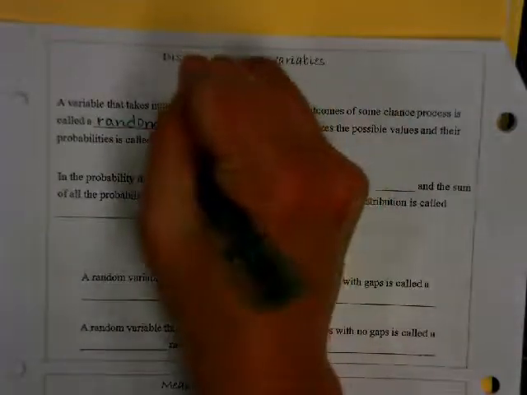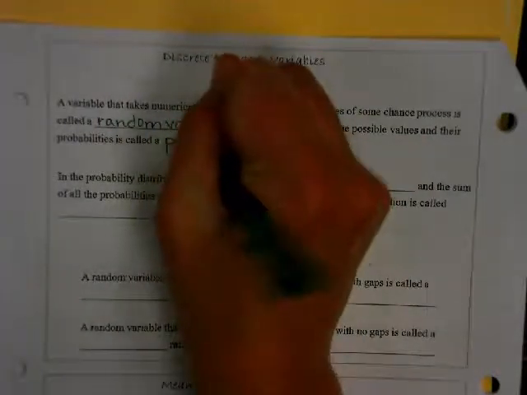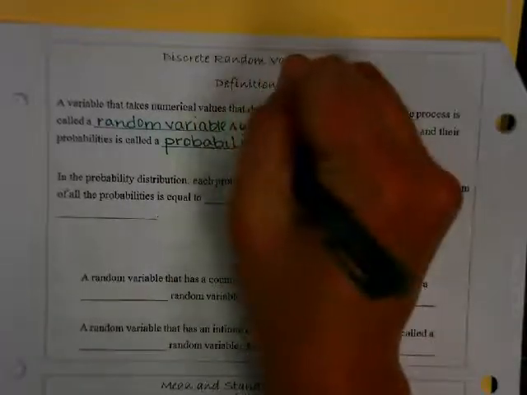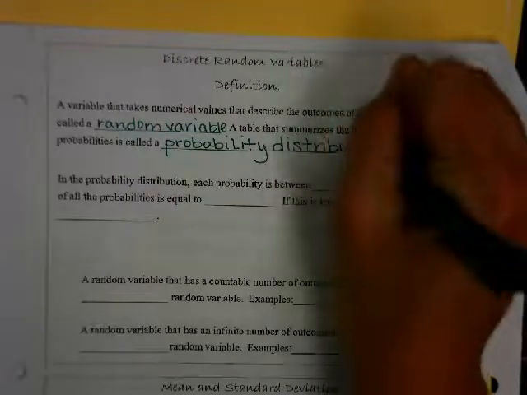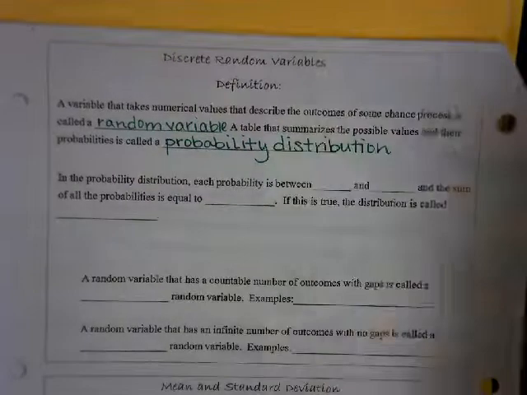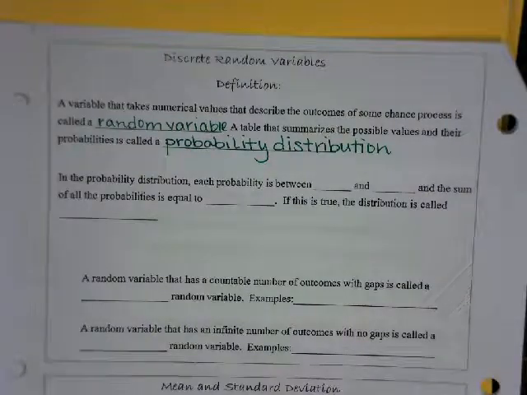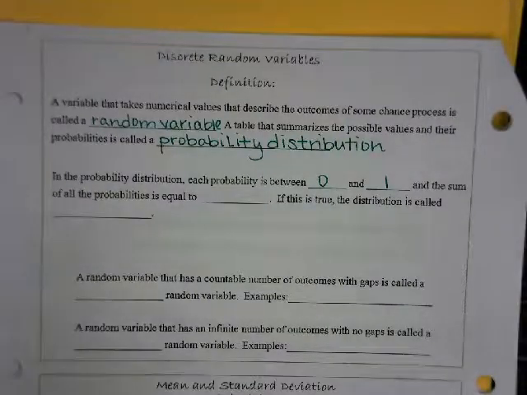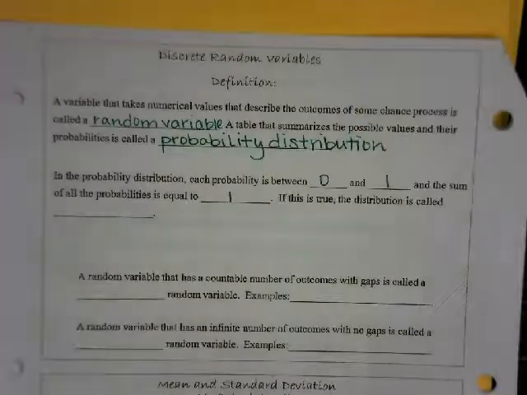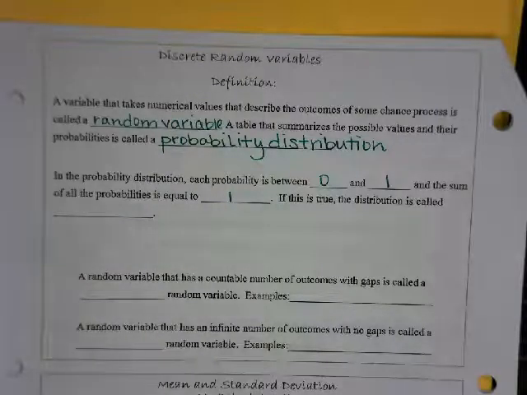So what Amelia did on the warm-up was she gave us the probability distribution for having 3 kids and looking at the number of boys. In the probability distribution, the probabilities live between 0 and 1. And the sum of all the probabilities is equal to 1. If those things are true, the distribution is called legitimate.